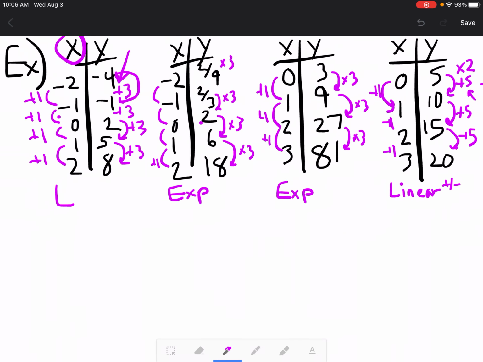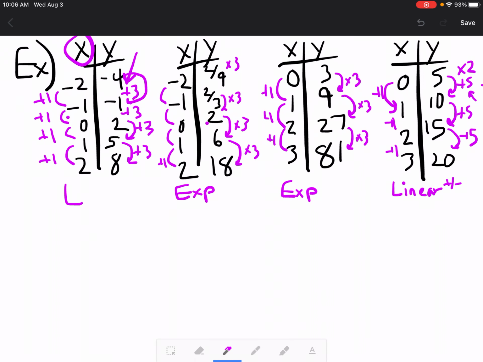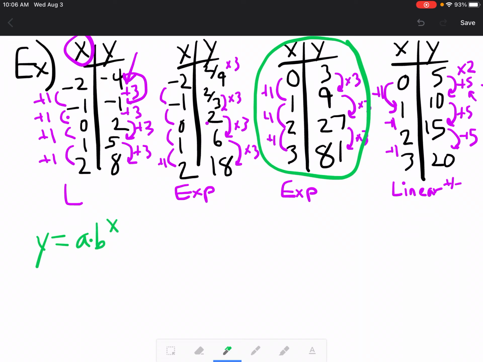All right, and so let's see here. I wanted to borrow a new color. Let's go back to green. I want to borrow this guy right here. All right, so we know that this one is exponential. Now what I want to do is write y equals a times b to the x, and figure out what a and b have to be.